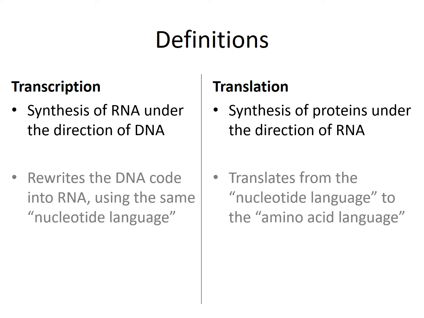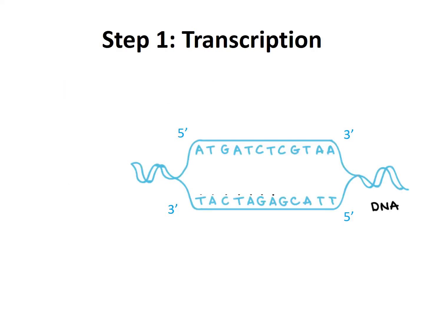Translation translates this nucleotide language into the amino acid language of proteins. Transcription occurs in the nucleus. Translation occurs in ribosomes in the cytoplasm of the cell. So here is a cartoon DNA molecule. Notice it has 5' and 3' ends arranged anti-parallel to each other. The first part of transcription always begins at a 3' TAC on the DNA.